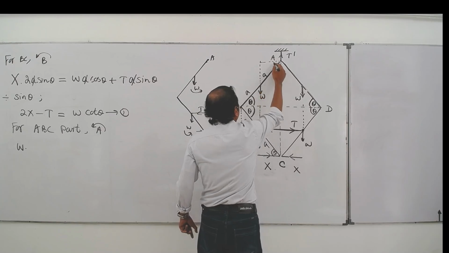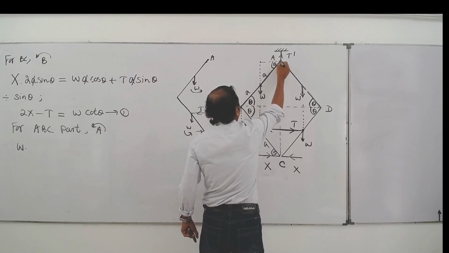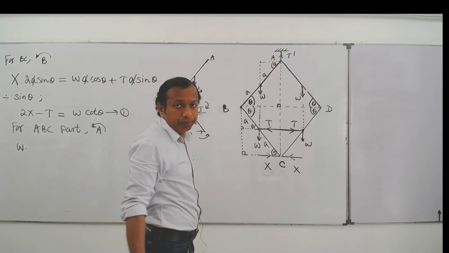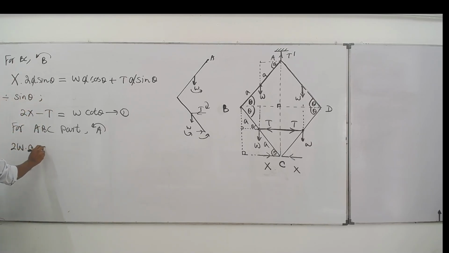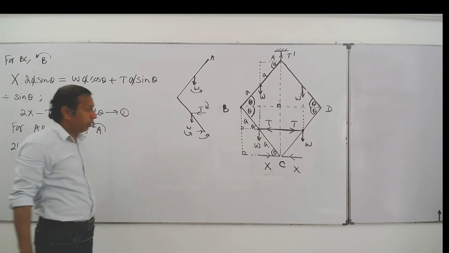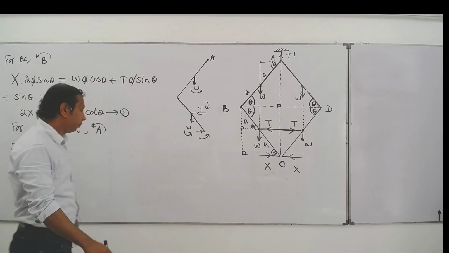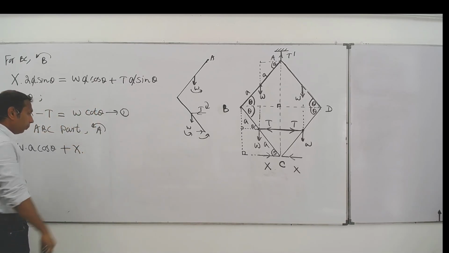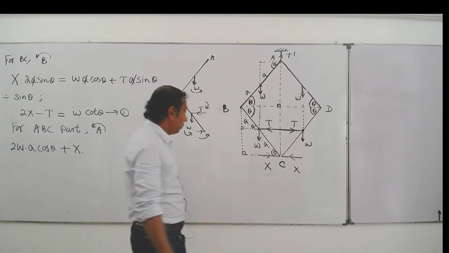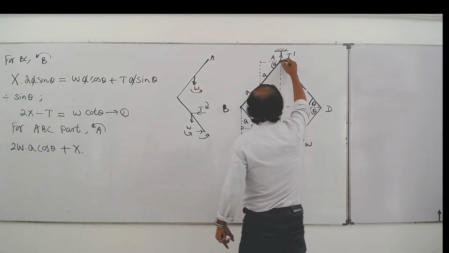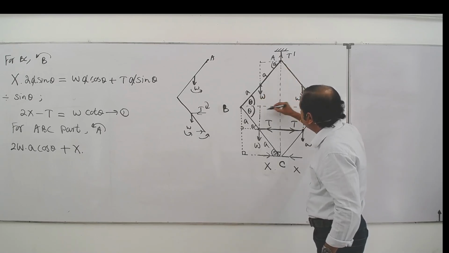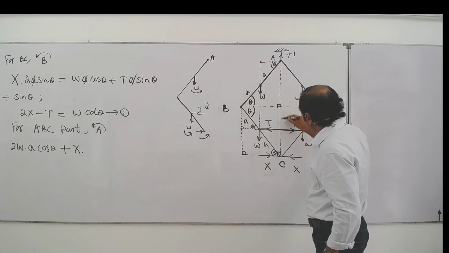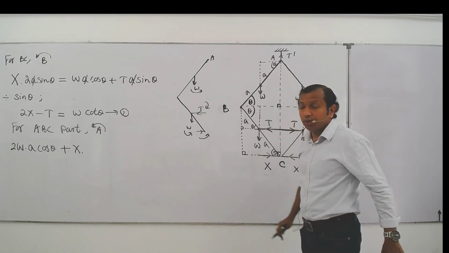Here, if this is theta, this is also theta. From here to here is a, then this length is a cos theta. Then 2W a cos theta is the moment of both W weights. By this X, again anticlockwise moment, plus X into, to the X from A, the perpendicular height going to be from here. What do you get there? Here 2a, here theta, so this is 2a sin theta. Here 2a, this is theta, this is 2a sin theta. 2a sin theta plus 2a sin theta is 4a sin theta.